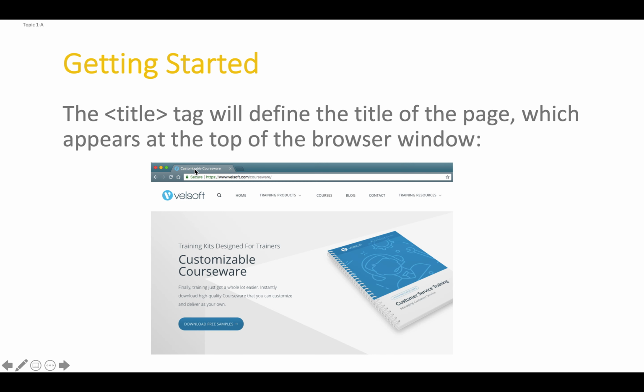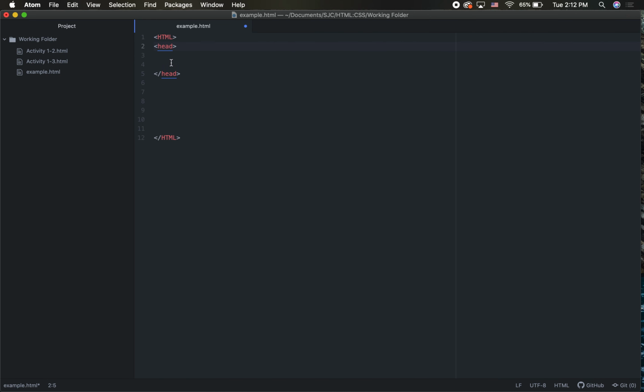Okay, so this title right here that says customizable courseware, that will define the title of the page, which appears at the top of the browser window. So if I want my little tab in the browser to say customizable courseware, this is how I do it. I create a title tag and I type what I want to see up there. And then I close my title tag. And that creates the title in the browser tab.